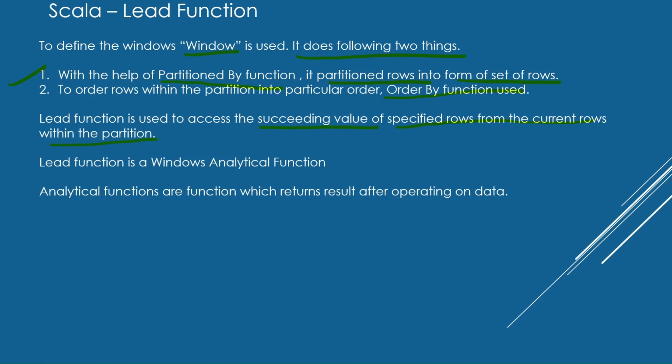If you are not able to understand what it means, the succeeding value of a specified row from the current row within the partition, it's okay. Let me complete the exercise. When I show you how the values are displayed when we use the lead function, you will understand better how it works in Scala. The lead function is a window analytical function, and a window analytical function generally returns the result after operating on the data.